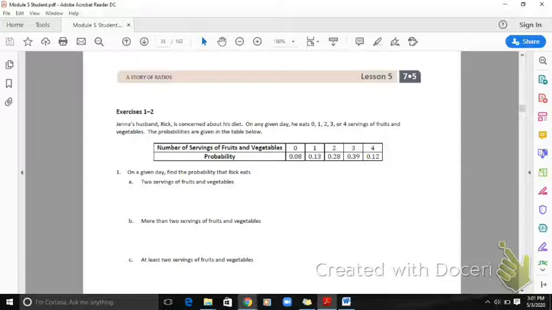Okay, so the question here, we have 3 questions about the table. Number 1, on a given day, find the probability that Rick eats 2 servings of fruits and vegetables. So here, all you have to do is look at the table. The probability that he eats 2 servings is right there. The probability that he eats 2 servings is 0.28, or 28%. Again, same thing.